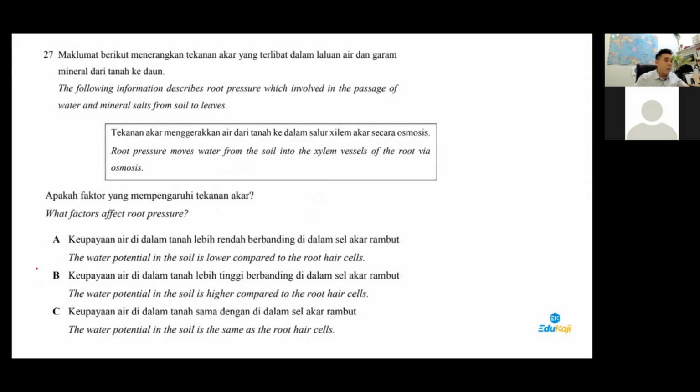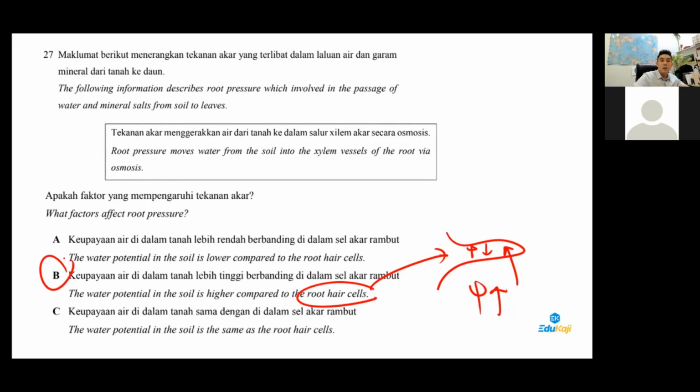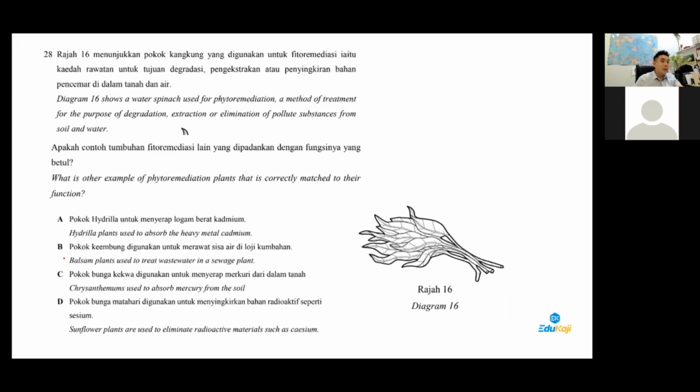Okay, next. What factors affect root pressure? Let's say this is a root hair cell. I better label root hair cell, if not, you'll think of something else. Normally it's like that. When boys see something long, they always, okay, never mind. Now, water potential in the soil is higher compared to the root hair. That's why it enters. Okay, 27 answer is boy.